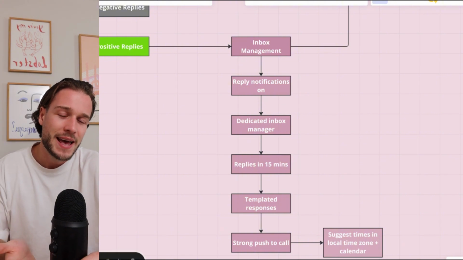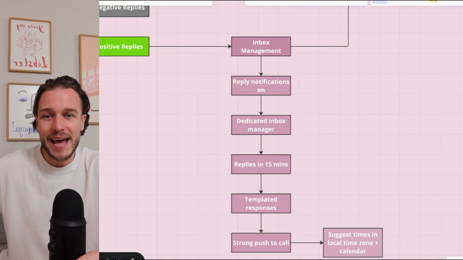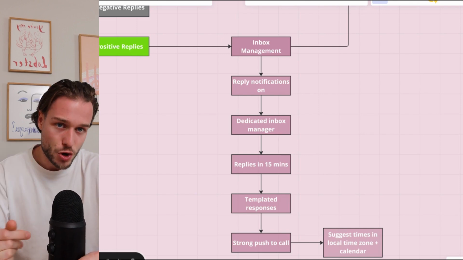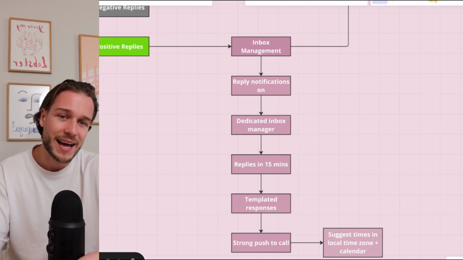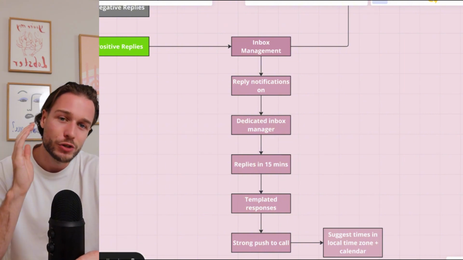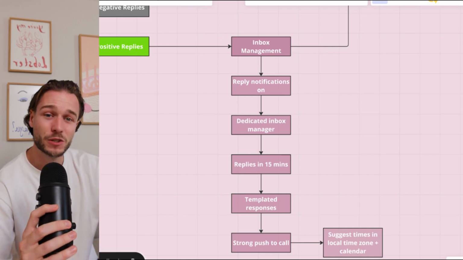I don't suggest times in British summertime, because then they're going to have to think about it. I suggest times in their time zone so they don't have to think about it, and they can just go ahead and say yes or no, okay? We also send a link to our calendar within that response as well, so if they wanted to, they can go ahead and book it. We want to reduce all the friction to them jumping on a call. We want to make it as easy as possible, okay?